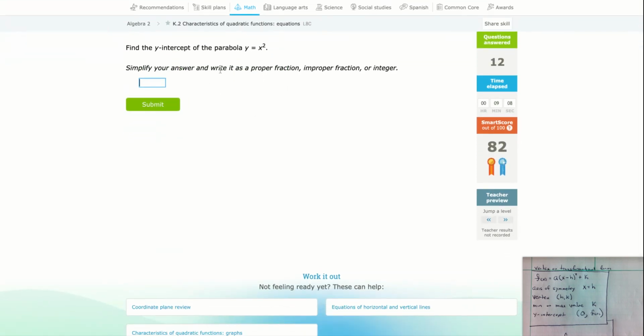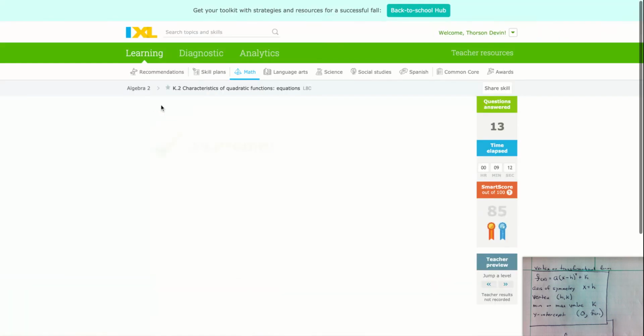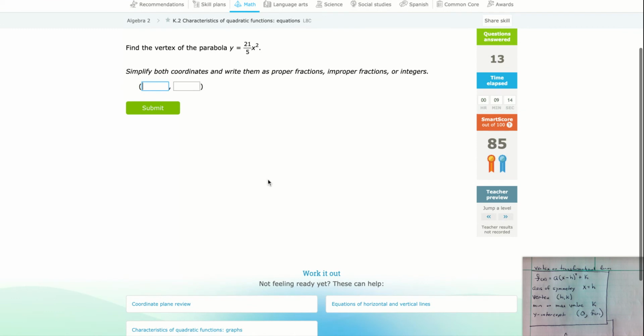Here, find the y-intercept. The y-intercept is 0. Plug in a 0, you get 0. Find the vertex. Again, I love it when they're just a single term. The vertex, again, plug in a 0, get a 0, because the reason I can know it's (0, 0) is because my b value is 0.